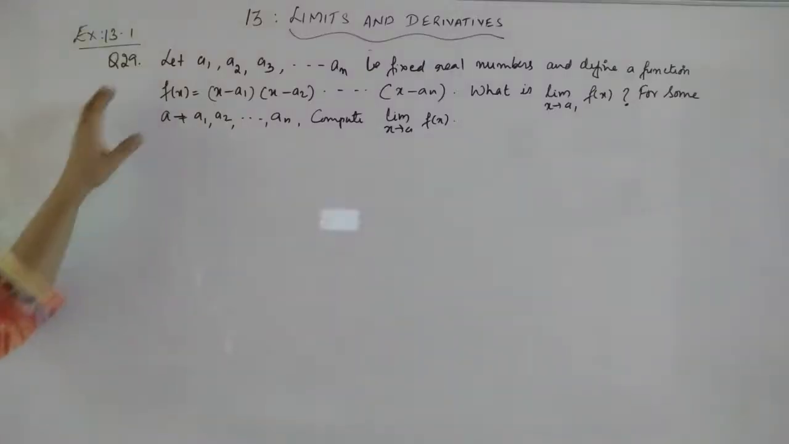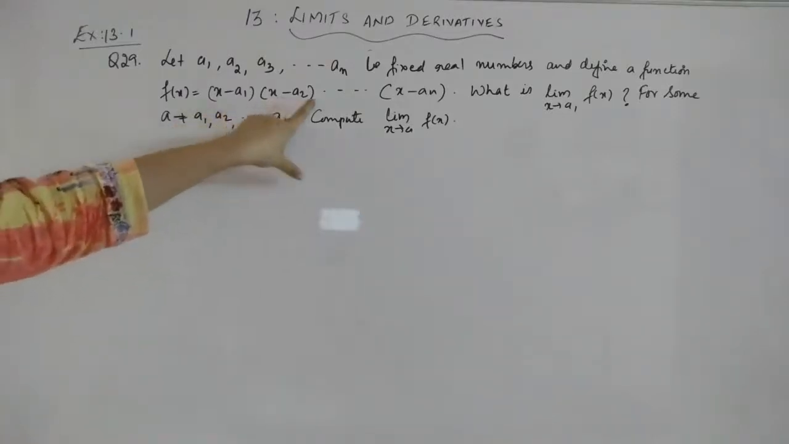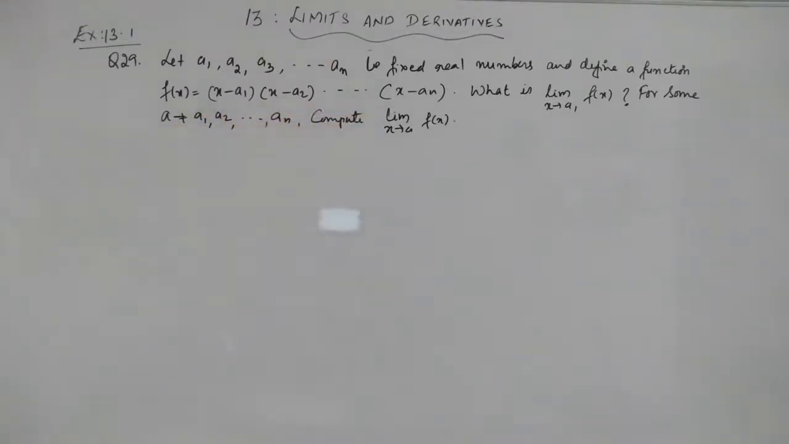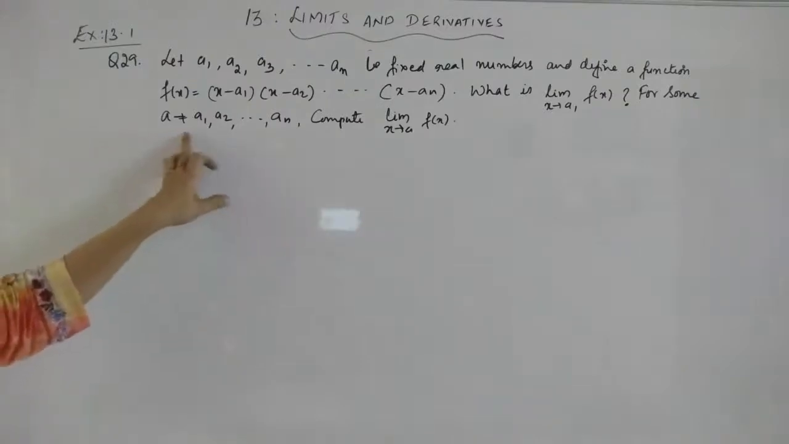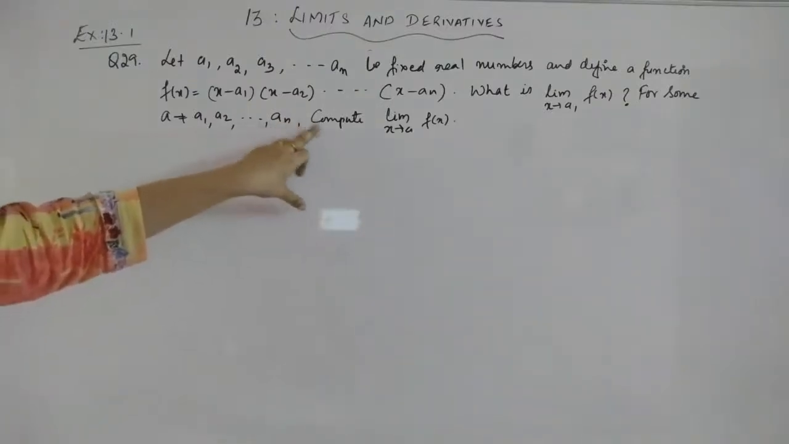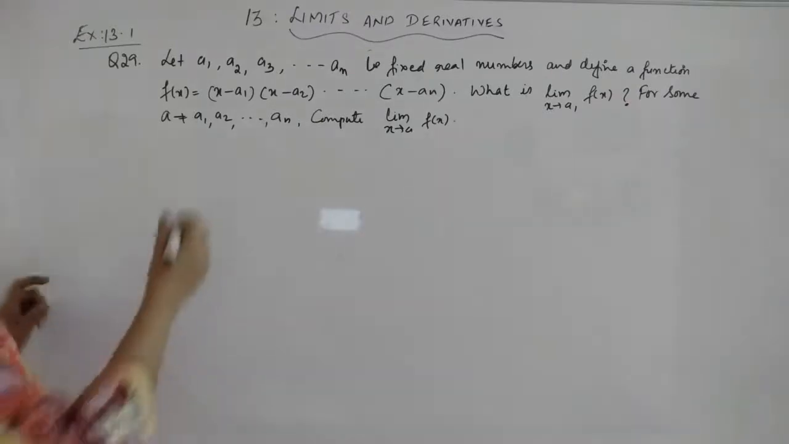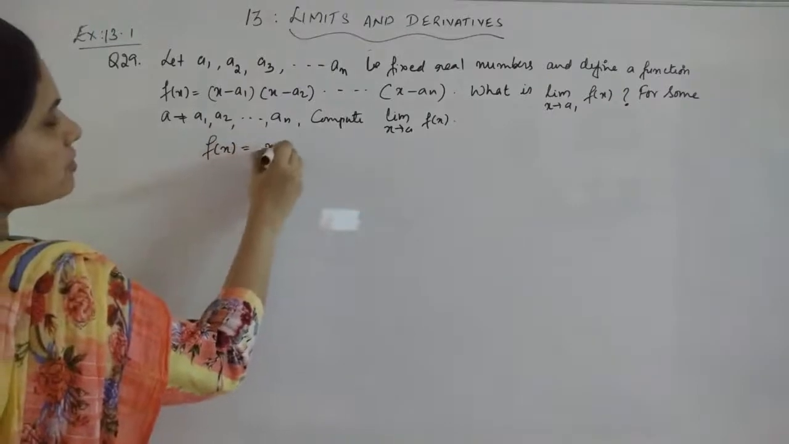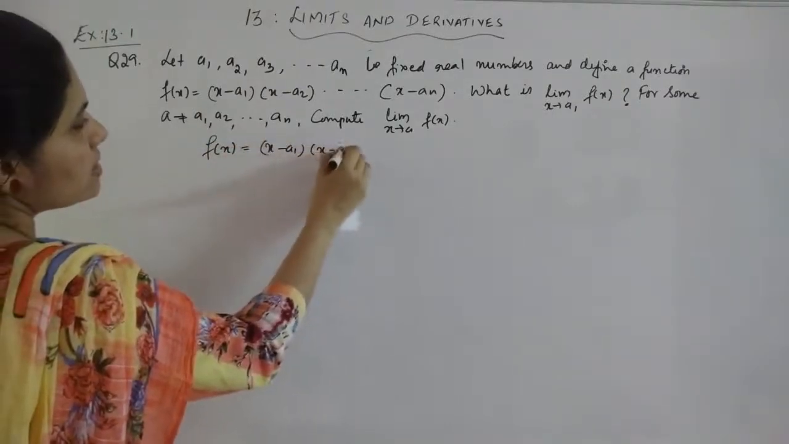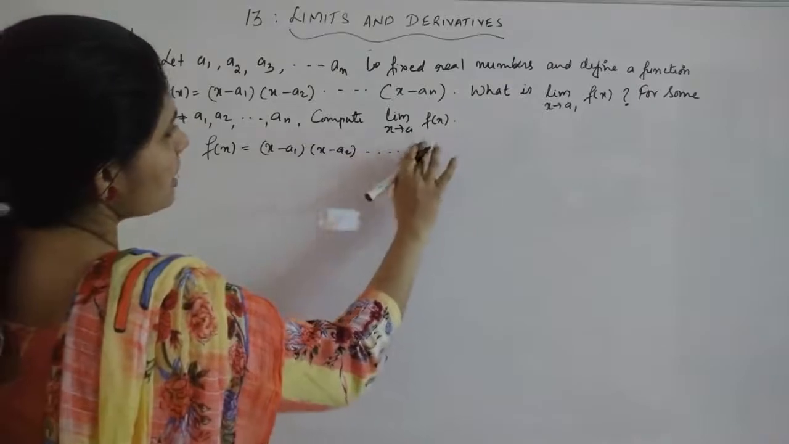Question number 29 is, let a1, a2, a3, etc. an be fixed real numbers and define a function f of x is equal to x minus a1 into x minus a2 into etc. x minus an. What is limit x tends to a1 f of x? And for some a which is different from all these a1, a2, etc. an, you have to compute limit x tends to a f of x also. Okay, so let's start with the function which is f of x equal to x minus a1 into x minus a2 into etc. x minus an.